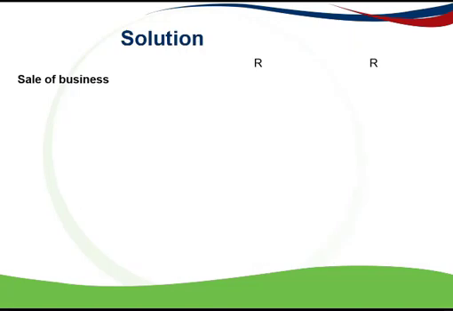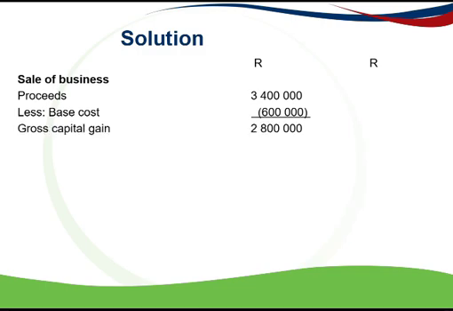Okay, so in our answer, we're going to start our solution with the sale of the business. And remember, we must do each asset separately. So we look at the proceeds, which the question told us was 3.4 million Rand, less the base cost, which was correctly calculated at 600,000 Rand. And that gives us a gross capital gain on the sale of the business of 2.8 million Rand.